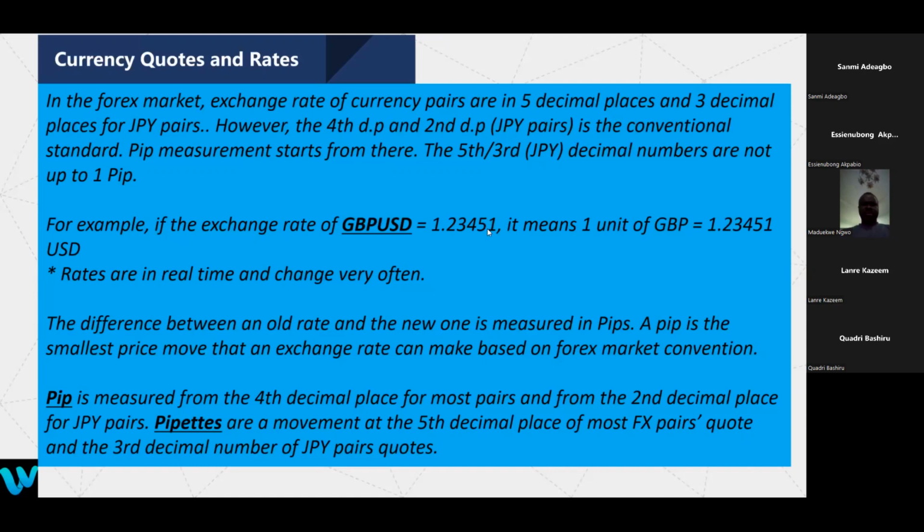We're going to talk about that when we look at pips very well in the next class. But what do we now call these ones that are not up to 1 pip? We call them pipettes. Pipettes are a movement of the 5th decimal place of most FX pairs and the 3rd decimal place of JPY pairs. For JPY pairs, pip movements start counting from the 2nd decimal place, while the 3rd decimal place is not up to 1 pip, so it's in pipettes. We're going to talk about all that later in detail.